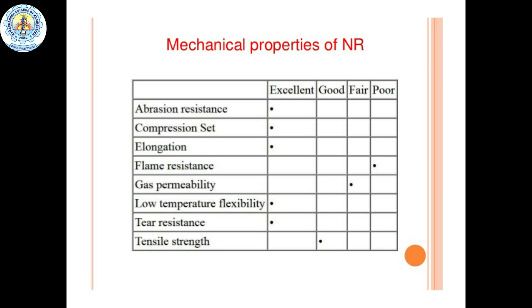Coming to the mechanical properties, it shows excellent abrasion resistance, compression set, elongation, low temperature flexibility, and tear resistance. It also shows good tensile strength and fair gas permeability resistance. It has poor flame resistance. These are the mechanical properties of natural rubber.